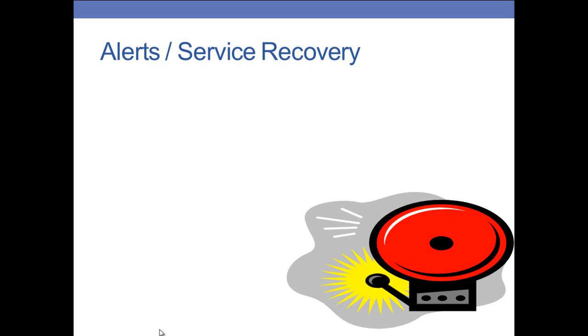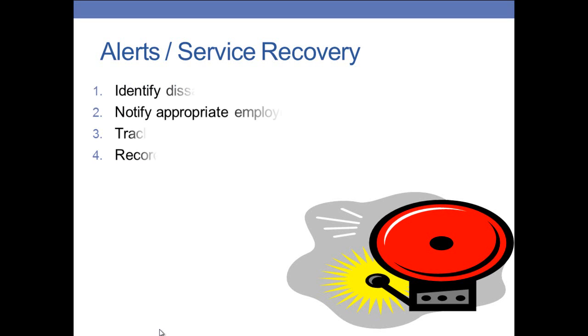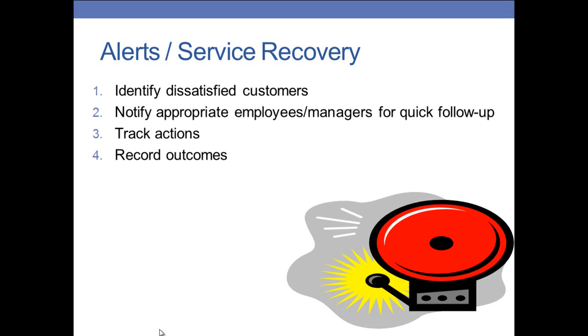There are generally four components to an effective alert system. First, you have to be able to identify dissatisfied customers along with their contact information. Second, this information needs to be relayed quickly to someone in the organization who's accountable for following up. Next, there needs to be a way to track the details of the follow-up to make sure that some action was actually taken. Finally, there should be a system for recording the outcome of the action so that you can continuously learn and improve your service recovery process.